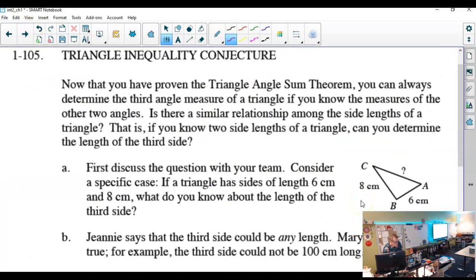Take a second to read this. I talk too much. I had to reread that twice because I looked at the picture and read it and thought, wait, I think there's a disagreement. It said, now that we've proven the triangle angle sum theorem, we can always determine the third angle of the triangle, but the picture they gave us is sidelines, right?